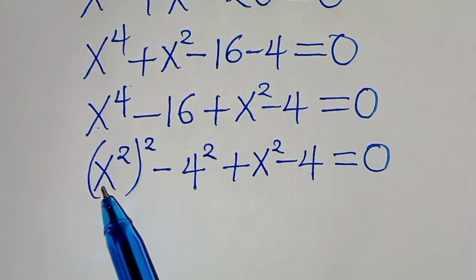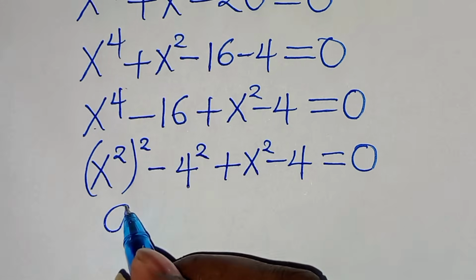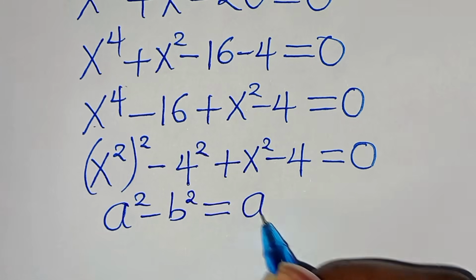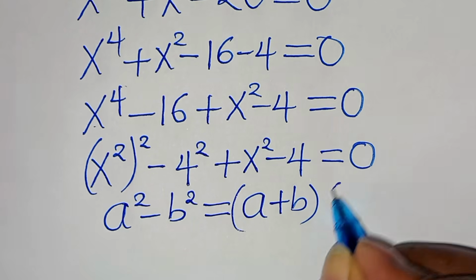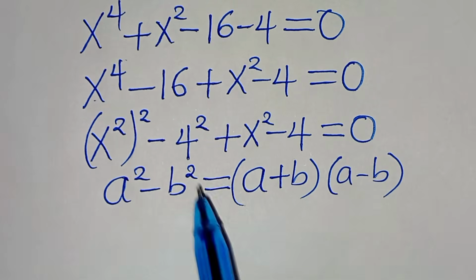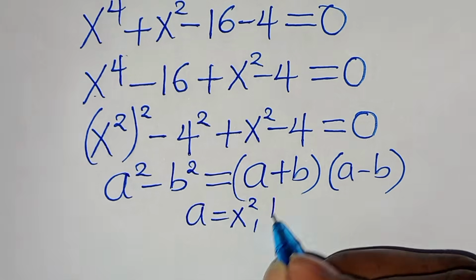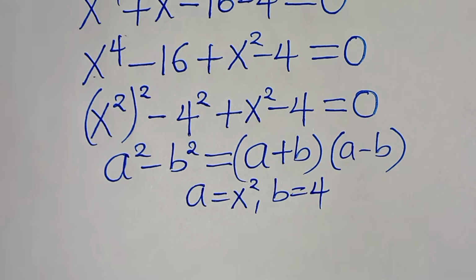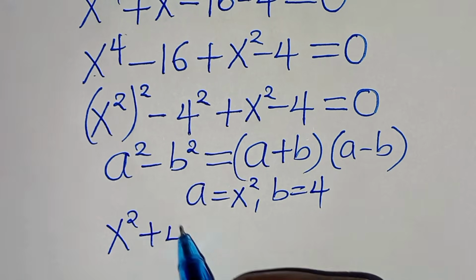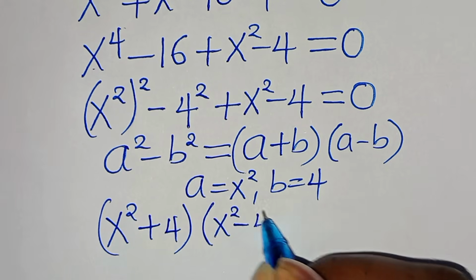Now, we have x to the power of 2 raised to the power of 2 here, minus 4 to the power of 2. This is in the form of a to the power of 2 minus b to the power of 2, and this can be expressed as (a plus b)(a minus b). This is the difference of two perfect squares. In this case, a is equal to x squared and b is equal to 4. So a plus b is x squared plus 4, and a minus b is x squared minus 4.